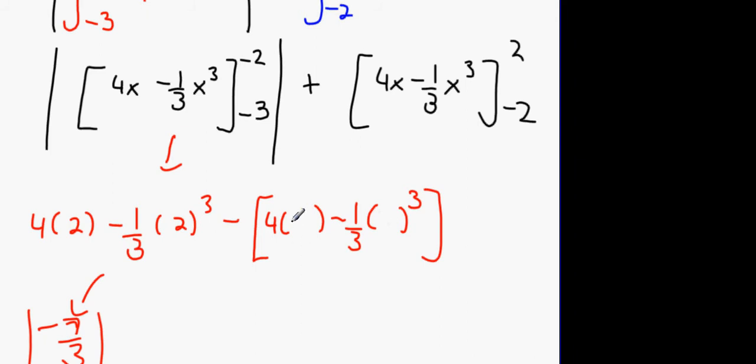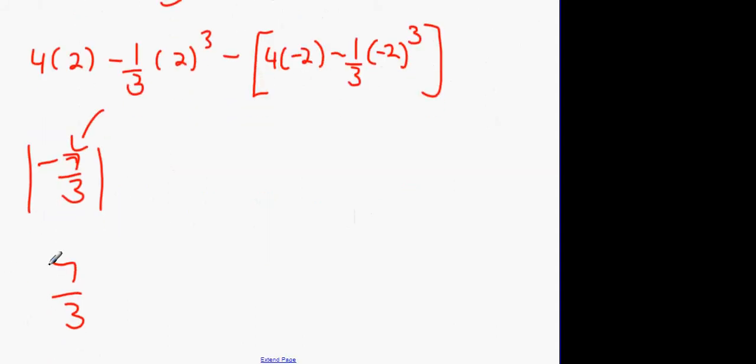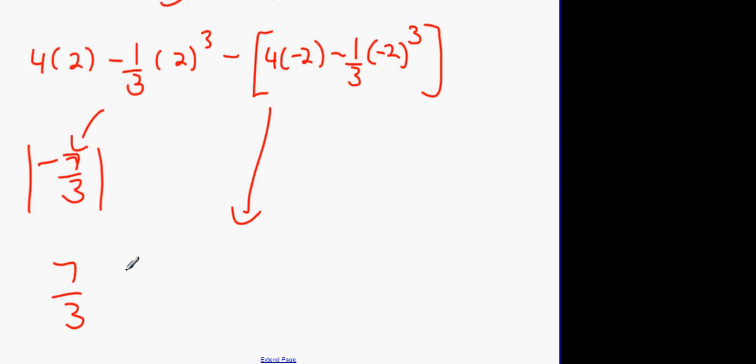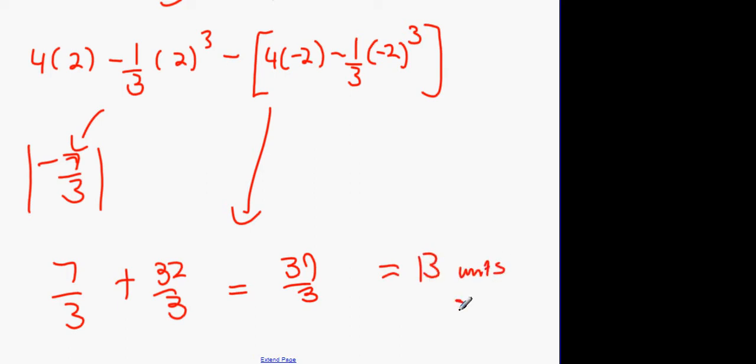I'm going to say that's minus 2, minus 2. So everybody in the calculator in one go, please. So in one go in the calculator, what would that be? You can reuse your calculator. This one here is going to be 7 over 3 plus 32 over 3 makes 39 over 3. 39 over 3 divided by 3 is 13. This is 13 units squared. Okay, no problems there whatsoever. Okay, let's move on.